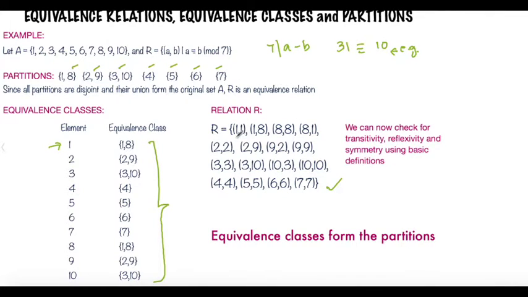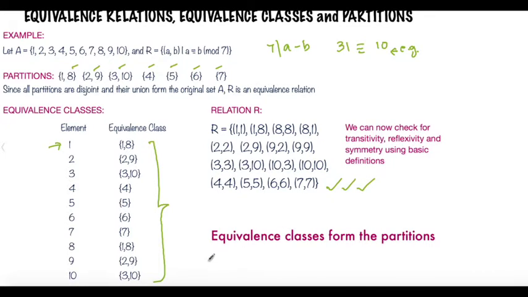So reflexive: it has (1,1), (2,2), (3,3), (4,4), (5,5), (6,6), (7,7), (8,8), (9,9) and (10,10). If it has (1,8), it has (8,1). If it has (2,9), it has (9,2). If it has (3,10), it has (10,3). So symmetric. Now if it has (1,1) and (1,8), it has (1,8) as well. If it has (1,8) and (8,1), it has (1,1) as well. Similarly, you can check other pairs for transitivity. So it is actually an equivalence relation.